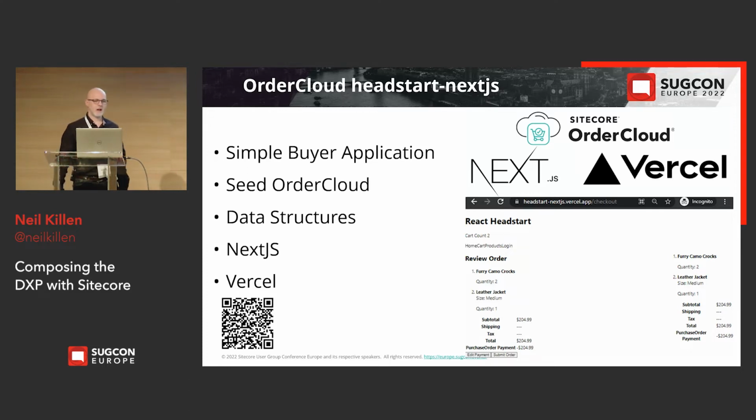It's a simple buyer application. Through that, I was able to understand how to seed OrderCloud through some scripts and help me understand the data structures much better. Then I was able to spin up a Next.js application. It was my very first Next.js application I got up and running locally. And then I was able to deploy it to Vercel, and I was blown away by the whole CI/CD pipeline that Vercel offered. And if you're interested in more about this, then obviously click that QR code.